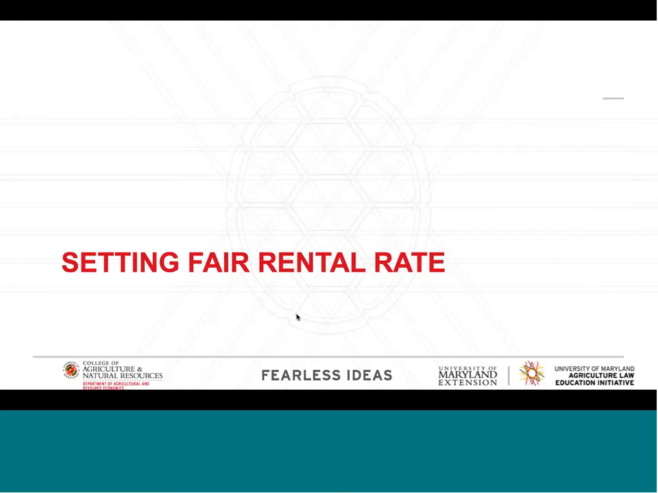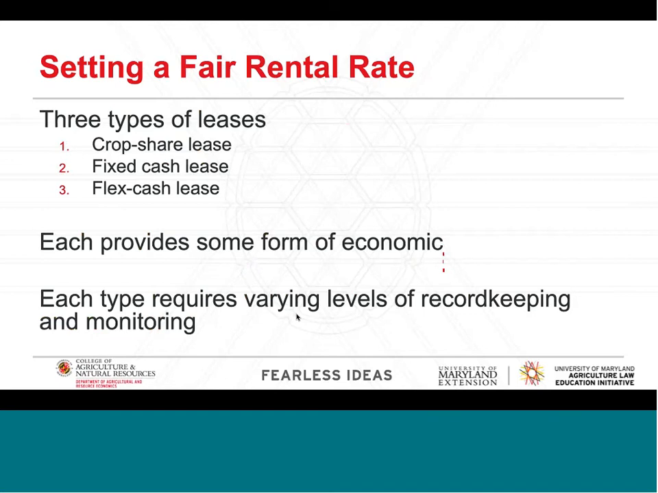So with that, let's think about, now how do we set a fair rental rate? This is a question that I know Shannon gets asked a lot, other county ag educators get asked a lot. What's a fair rental rate? And it's not a really easy answer to give you at times, because it really does depend on your situation, and it's something you should work out.